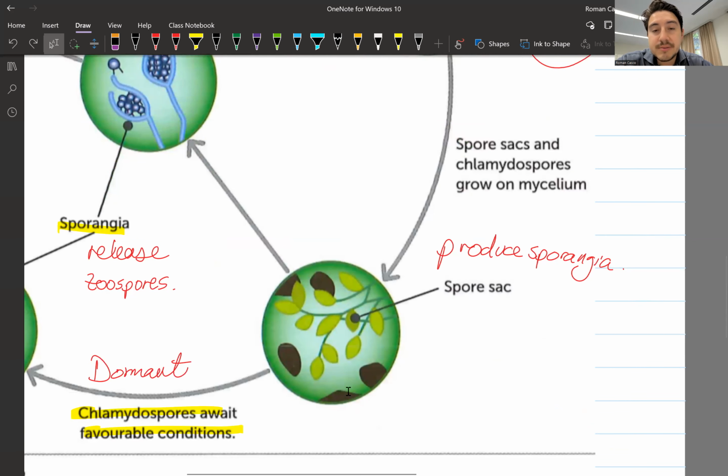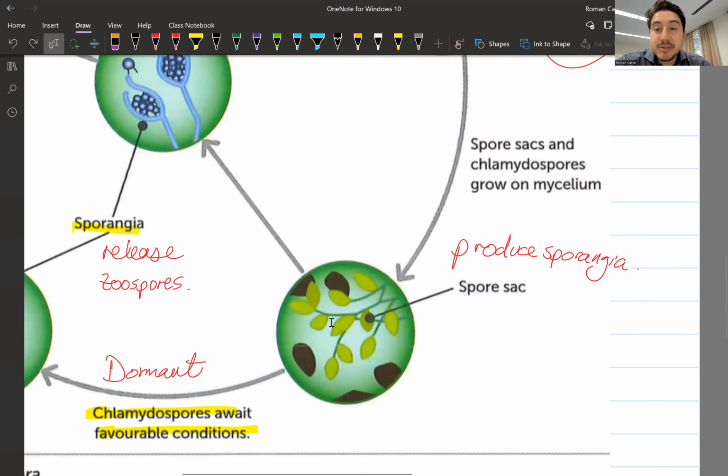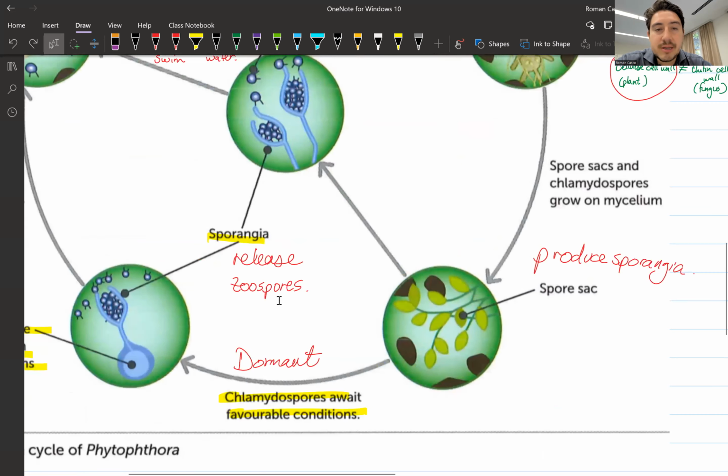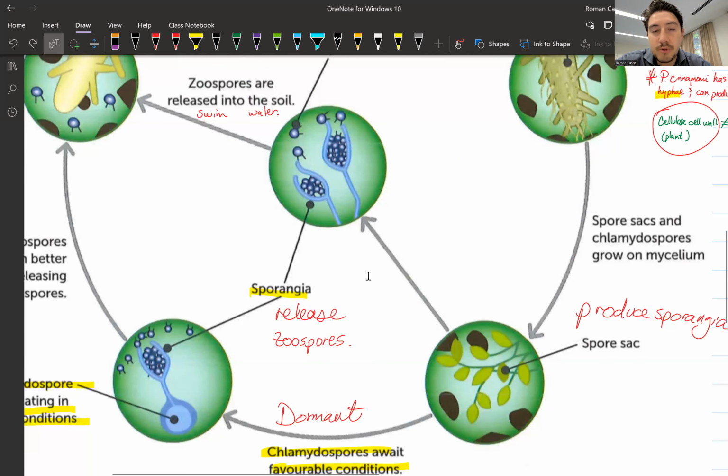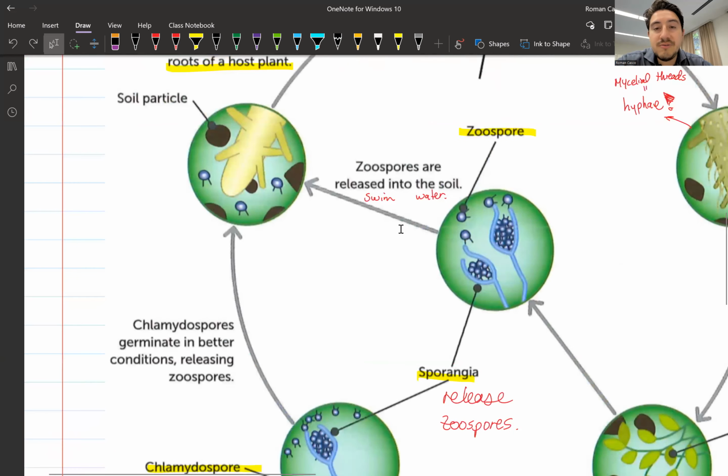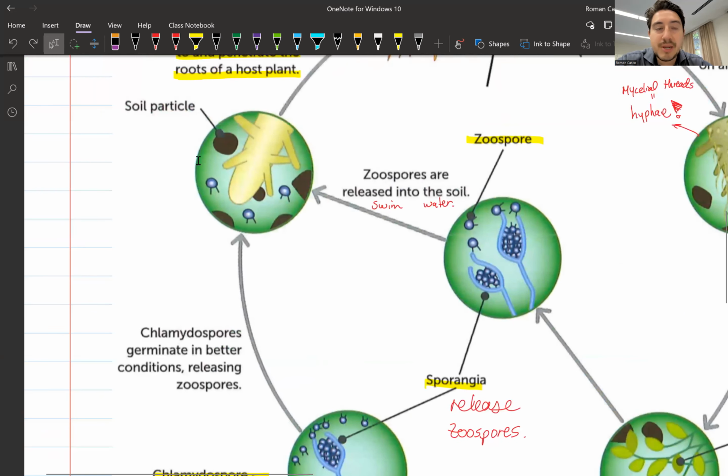These spore sacs, the sporangia, can produce more spores that can infect more organisms. If you take a look, they're very similar to zoosporangia. You can call them sporangia also. If you zoom into these little sporangia, there are chamber-like structures that contain the zoospores. The zoospores get released, and then what happens? You infect another host plant, a nearby plant.